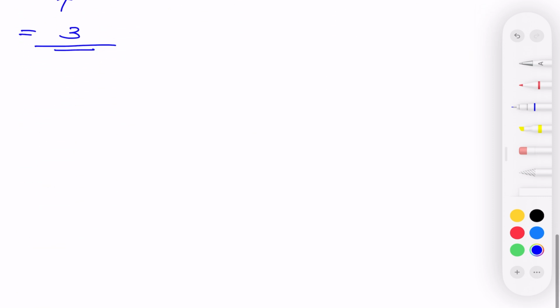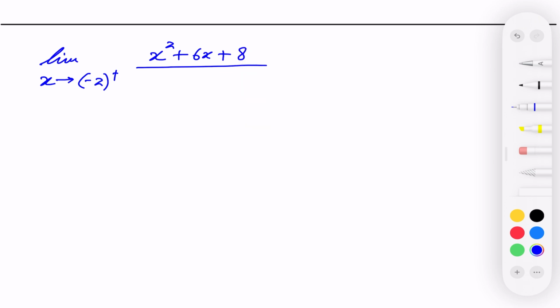All right, would you like to try another example? If you need another example, here is one. Let's say we need to evaluate the limit x approaches, this time, negative 2 from the plus side. Let's say the function I have is, for the numerator, x squared plus 6x plus 8, and for the denominator, x squared plus 12x plus 20. How would you evaluate the limits here?